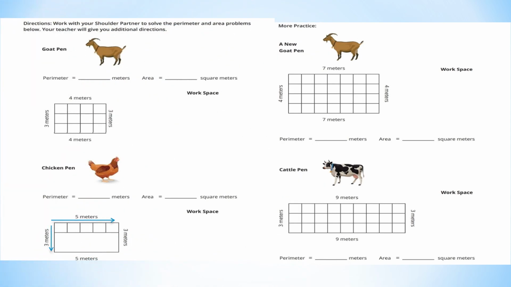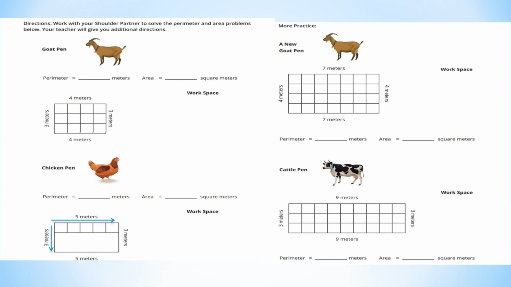Here in lesson 44, we will apply what we learned for perimeter and area. We have here some animals and we wanted to find their pens, perimeter and area.